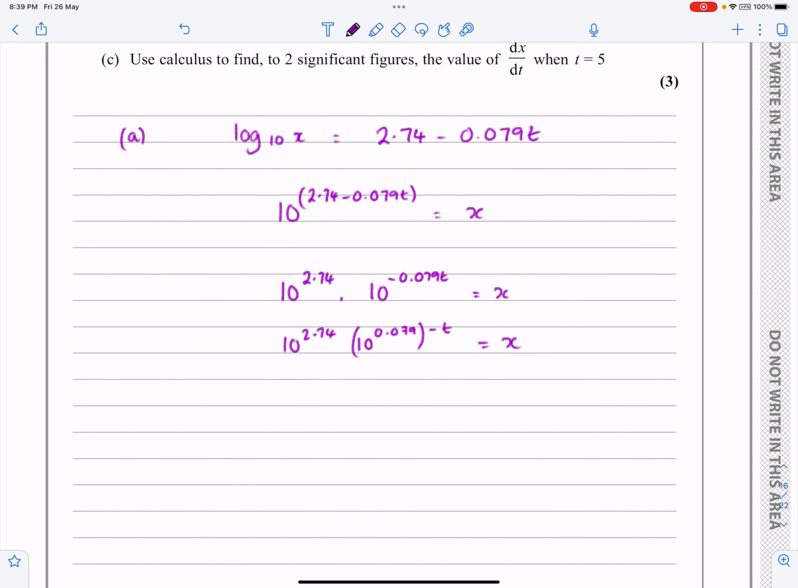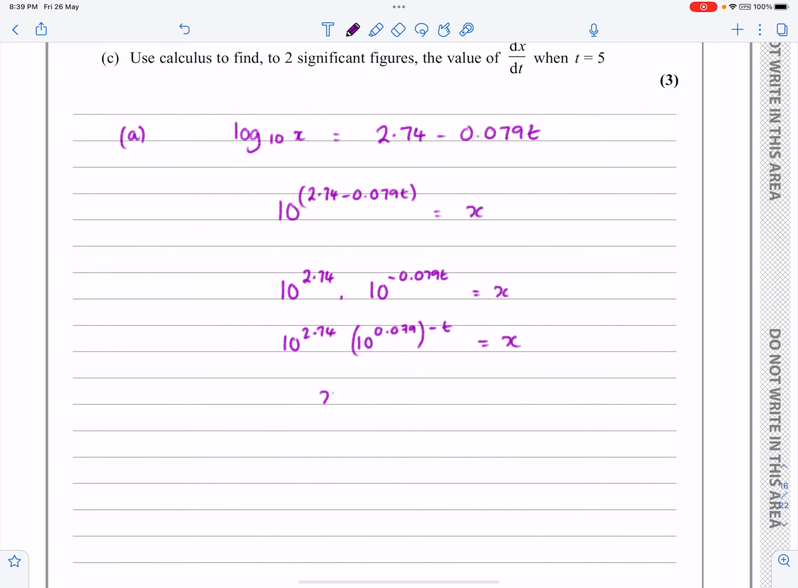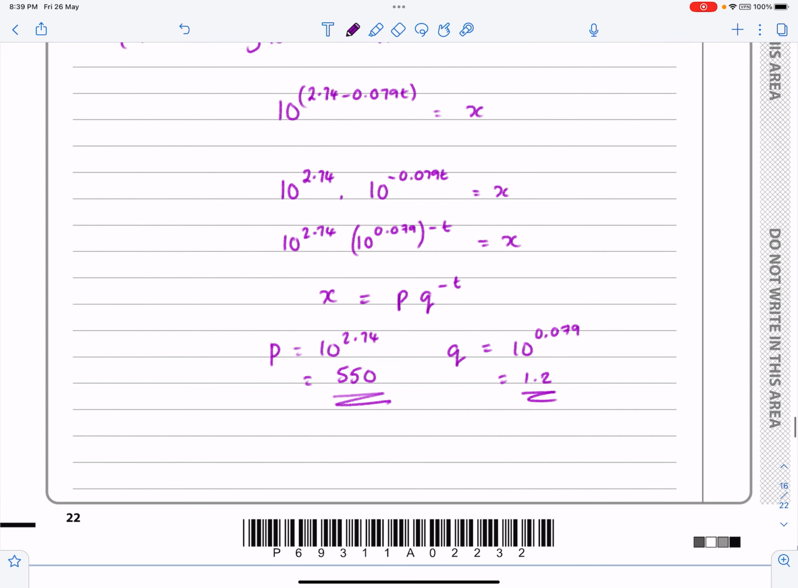And actually that means we have got it in the format that we want here. We've got x equals pq to the minus t, if that bit's p and that bit's q. So let's just say that. p is equal to 10 to the 2.74. That works out to be 550. And q is 10 to the 0.079. And that works out to be 1.2. So part A, a lot easier than it looked.